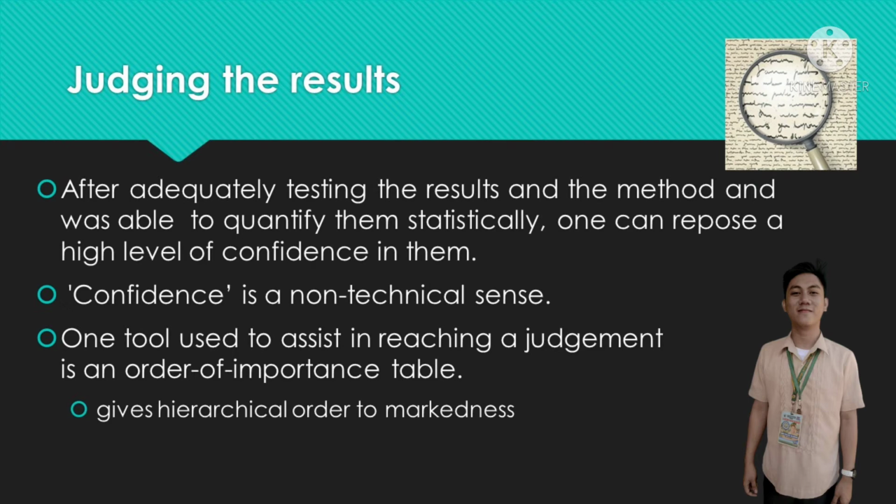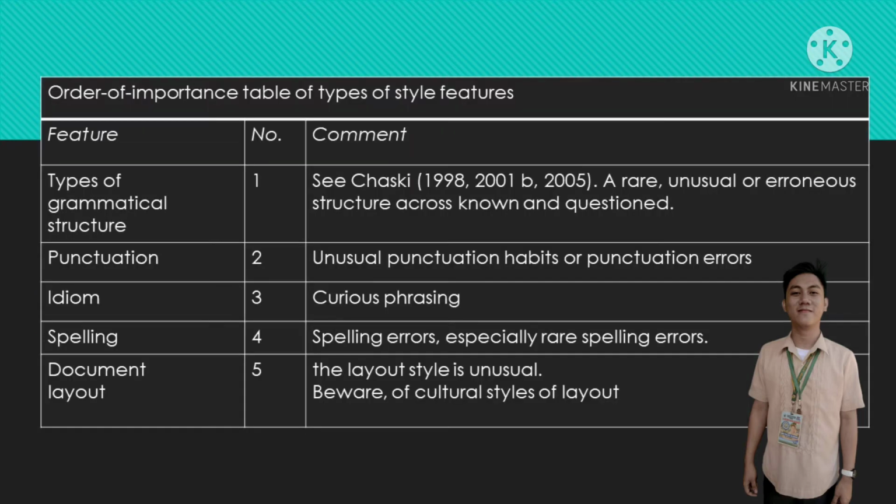One tool used to assist in reaching a judgment is an order of importance table. This gives hierarchical order to markedness. This is the order of importance table of types of style features. The first feature is the types of grammatical structure, where significance depends on number and type of matches. Number 2 is punctuation. It can be significant but not necessarily on its own.